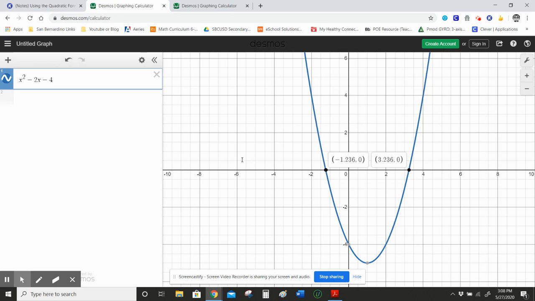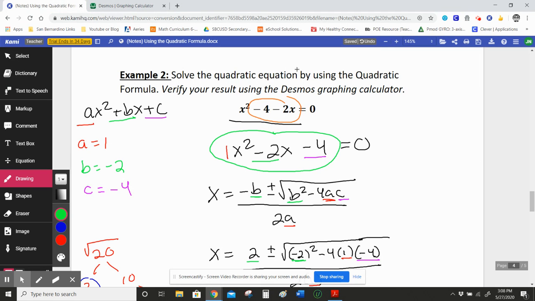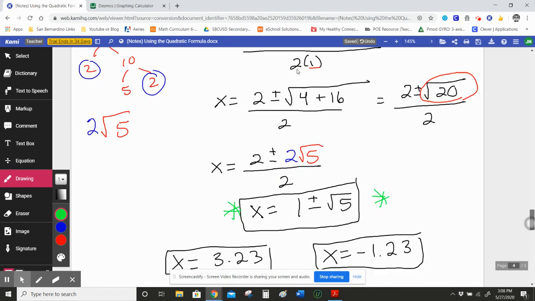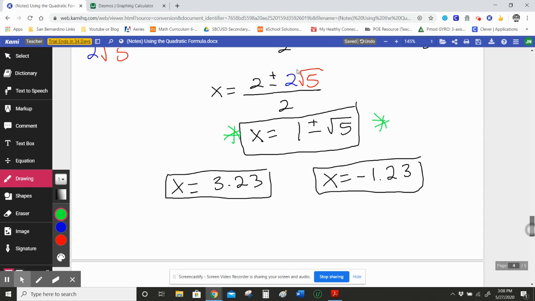And what do you know? The first one is negative 1.23. The second one is 3.23. And those are exactly the ones that I got when I did the quadratic formula, right? So first root was negative 1.23, and the second one was 3.23.